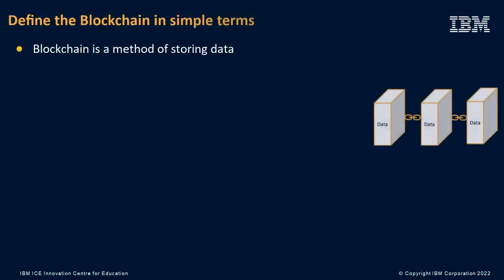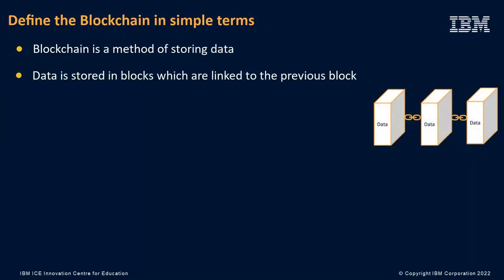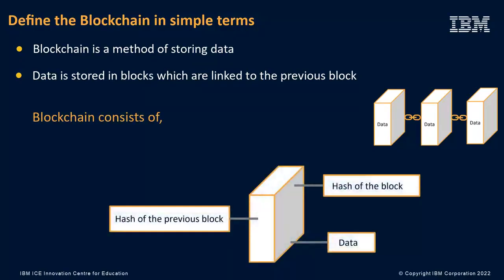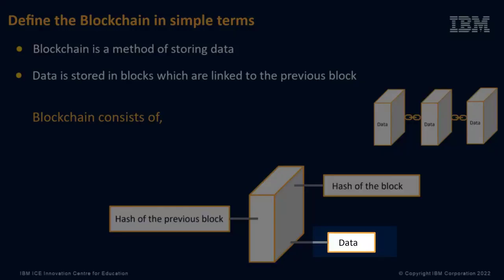A blockchain is a method of storing data. Data is stored in blocks that are linked to the previous block. What does the block contain? Each block contains 1. A list of transactions, 2. A unique ID for all the data in the block called a hash, 3. A hash of the previous block's data.